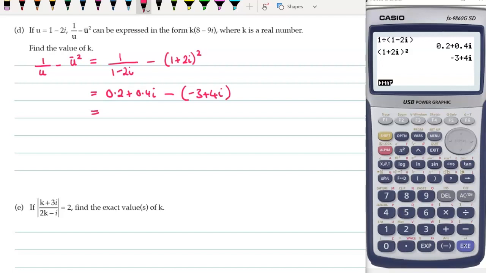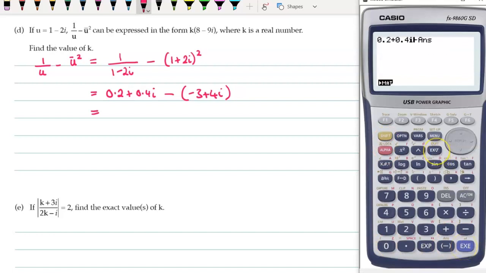And then putting that together, we're going to have 0.2 plus 0.4i take away the answer we just got. Oh, I've put in something wrong. It's just that one there.